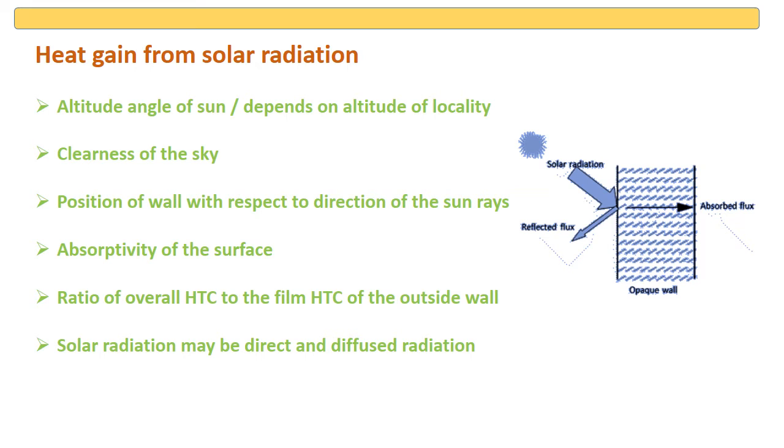The ratio of the overall heat transfer coefficient to the film coefficient of the outside wall plays a major role in the heat gain factor. Even if the solar radiation is at the same level, if your outside heat transfer coefficient is very, very small, then heat will not come into the wall and ultimately into the conditioned space. So the film coefficient of the outside wall needs to be small, so the ratio will be higher. As the ratio is higher, your heat gain will be less.